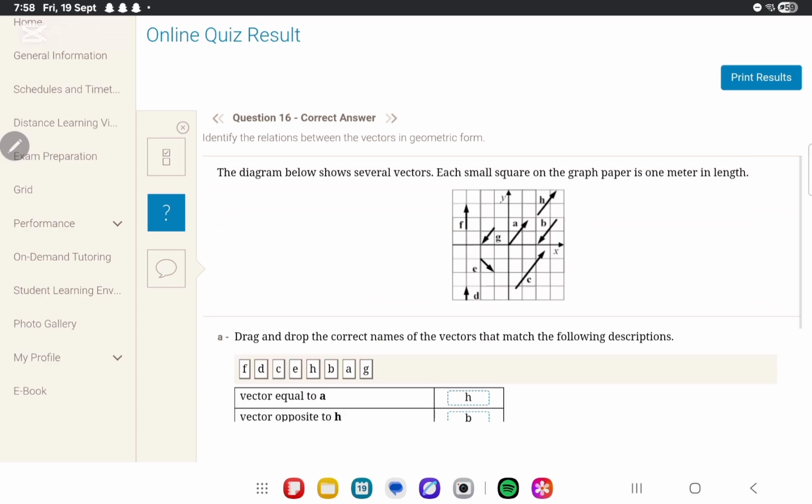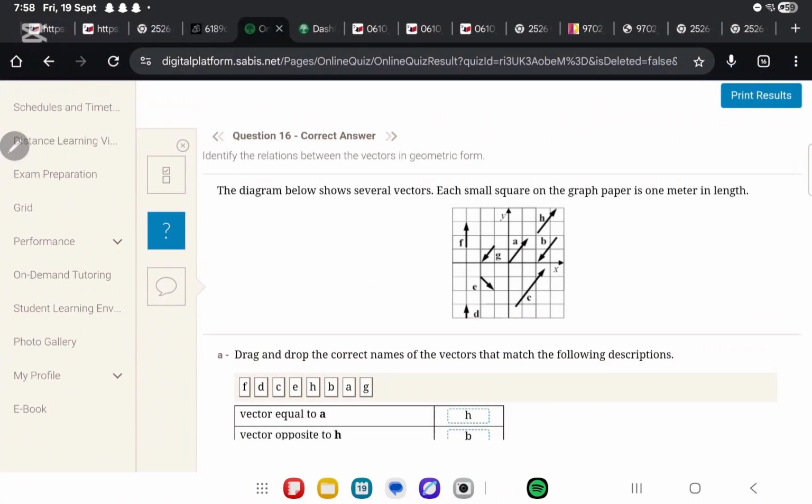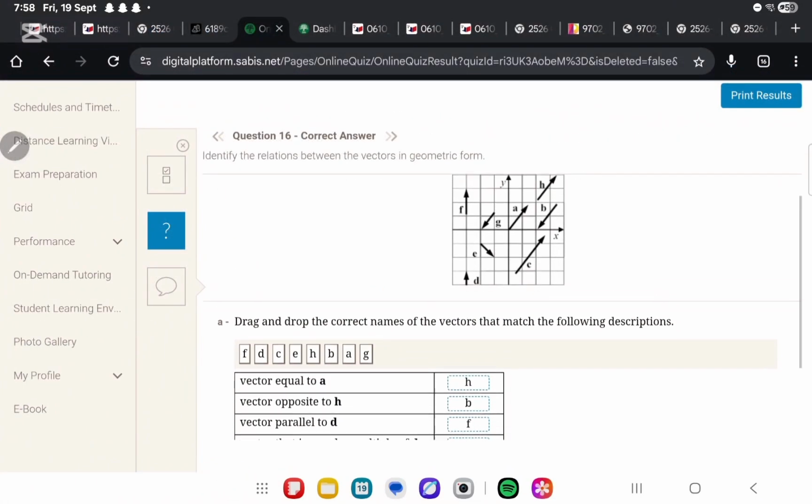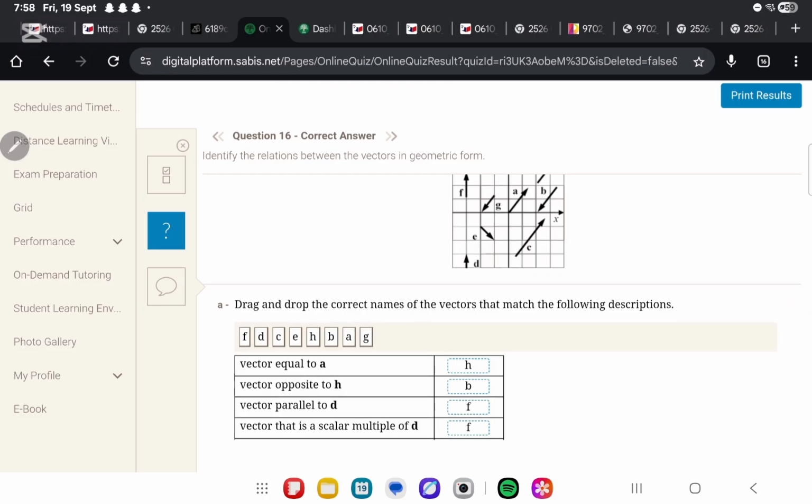Okay, now vector parallel to D. Okay, so D is this. Okay, this is D. Sorry, oh my god, this is D. Okay, let me go down so I can see the questions later. Vector parallel to D is this, right? That means it's in the same direction as D.